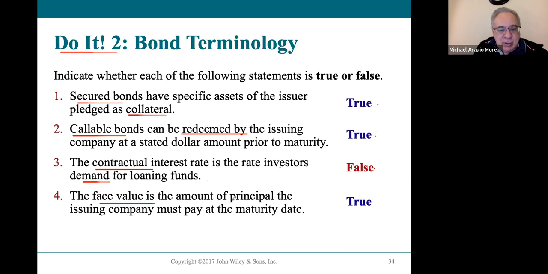The face value is the amount of the principal that they need to pay back on the maturity date. Yes, you borrow $100,000, you're going to pay $100,000. You pay interest all the way through, but you're still going to pay the $100,000 back, whatever the face value is. Okay.